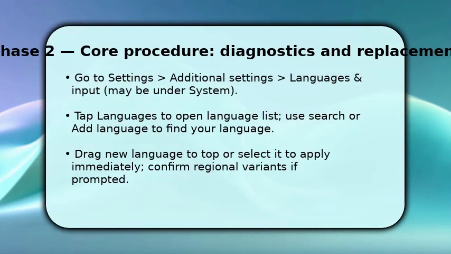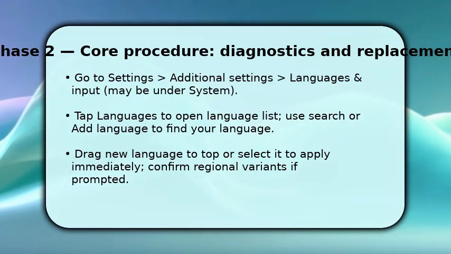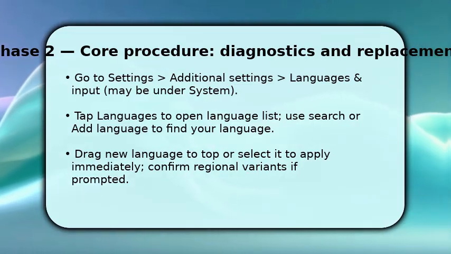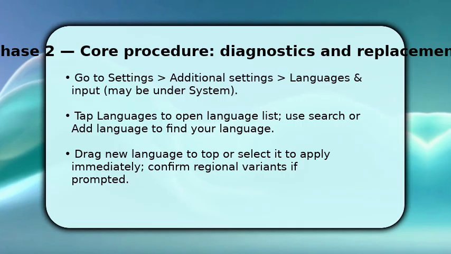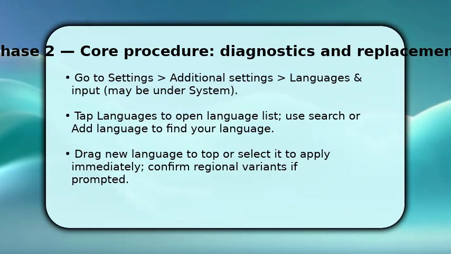You now navigate to Languages and Input. This is often under Additional Settings or System, depending on MIUI. Once there, tap Languages to view installed options. If your language isn't listed, choose Add Language and search using the built-in field. This prevents accidental selection of similar names.